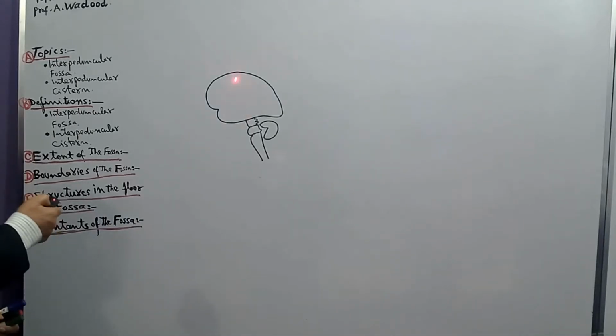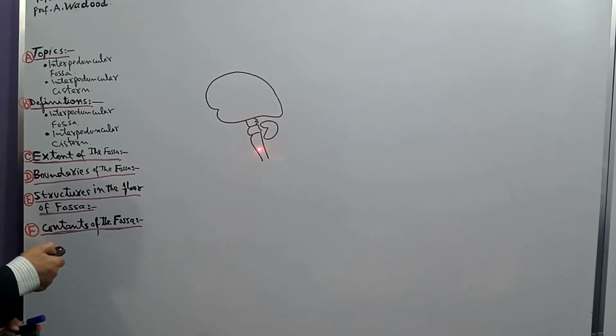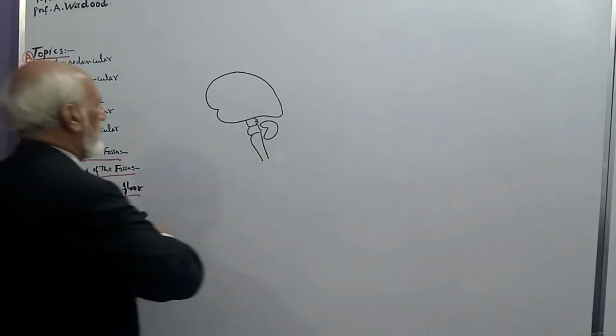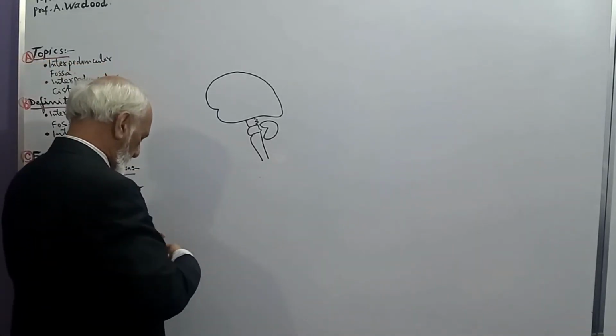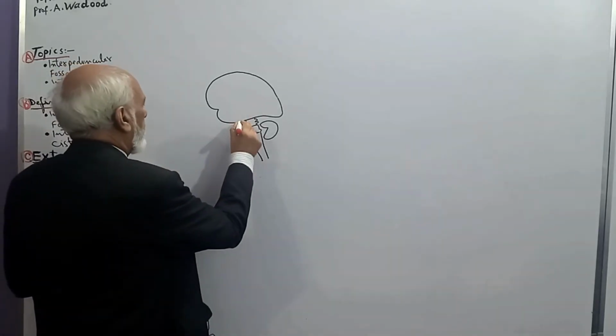Now, this is a lateral view of the brain: forebrain, the cerebrum, midbrain, pons, medulla oblongata, and behind the pons and medulla oblongata is the cerebellum. Now, what is interpeduncular fossa? Here, there is a small triangular area. There is a small depression here.